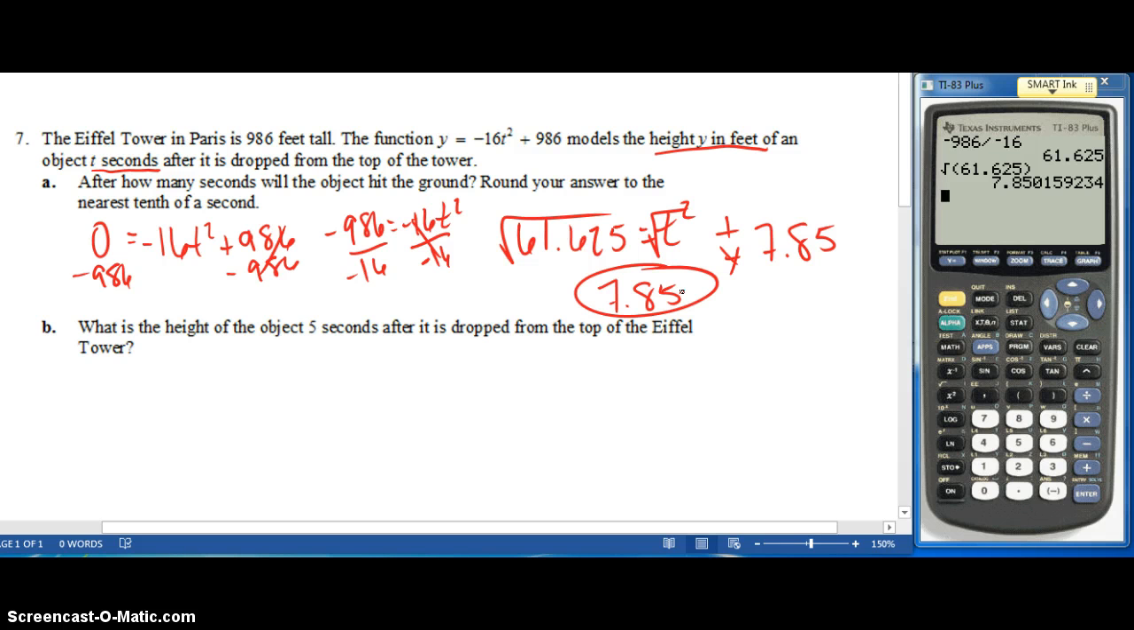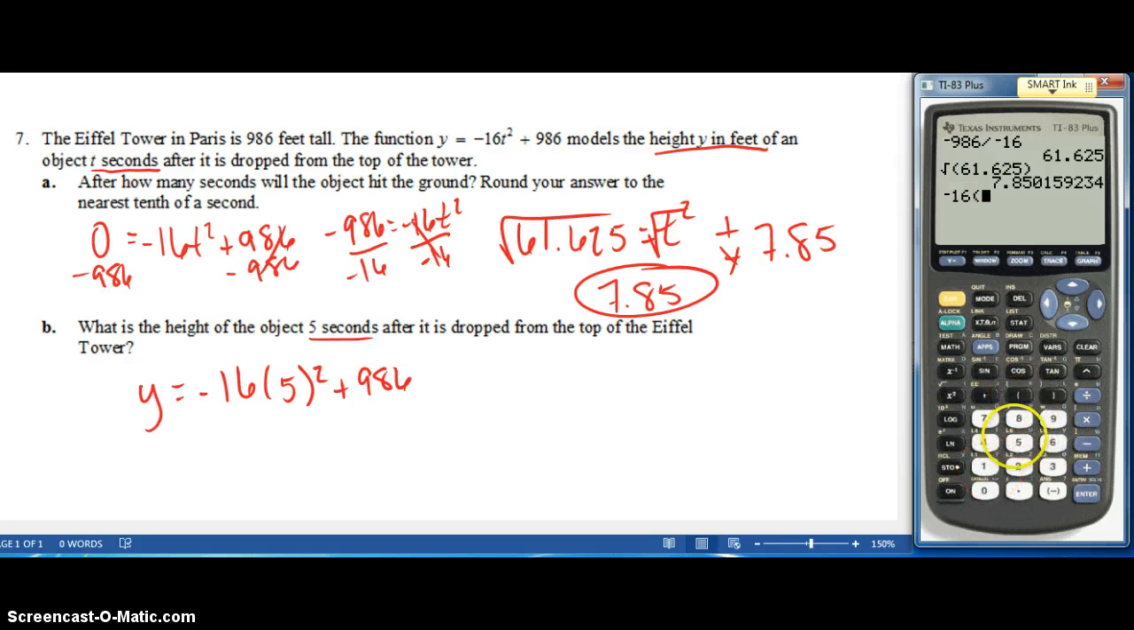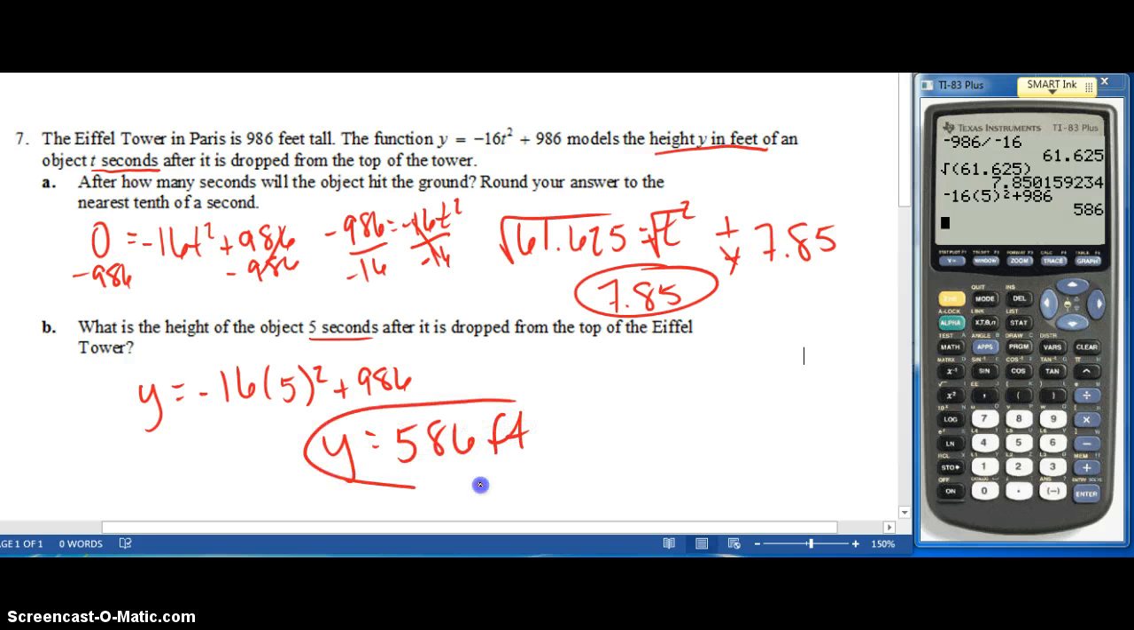There's a part B that says, what is the height of the object 5 seconds after it's dropped from the Eiffel Tower? Well, since we know now that the time is 5 seconds, t represents seconds, we're going to have y equals negative 16, 5 squared plus 986. We go right to our calculator, negative 16, 5 squared plus 986, and we get the height, or y, equals 586 feet. So after 5 seconds, it will be 586 feet off the ground.